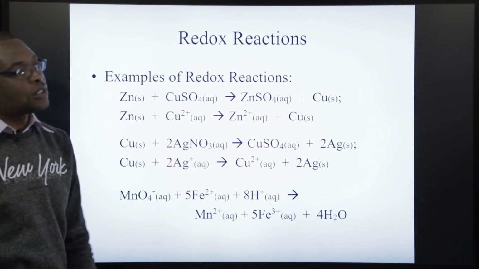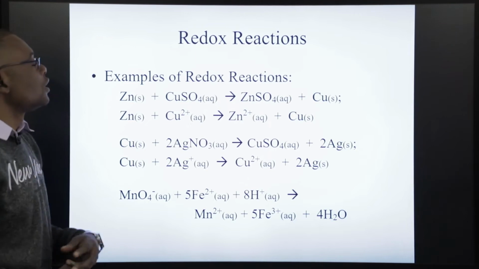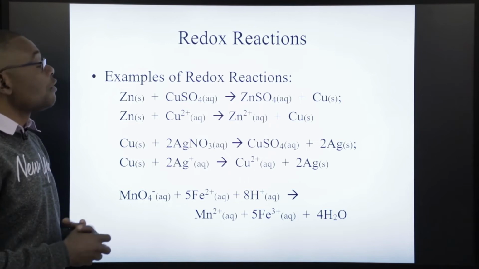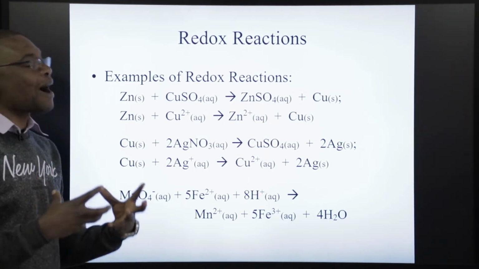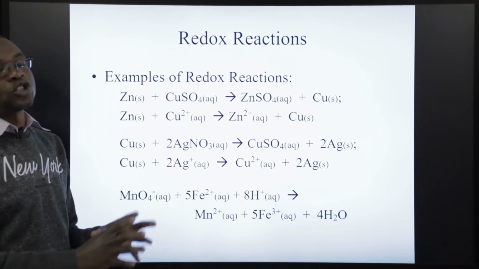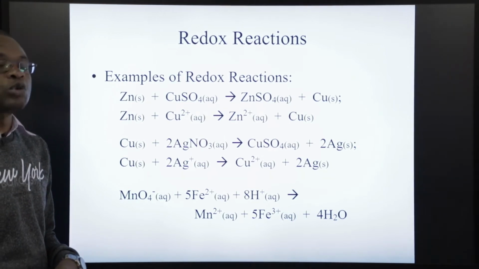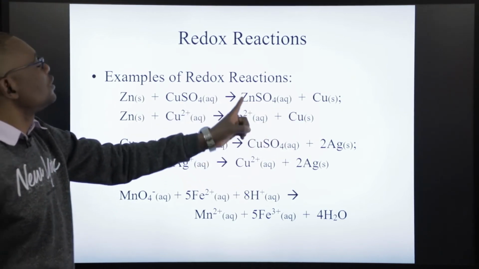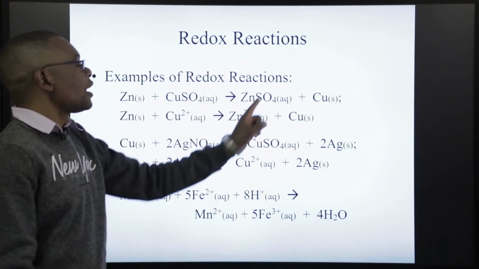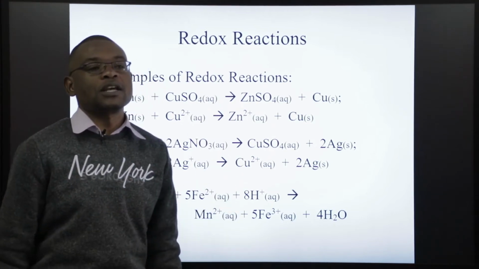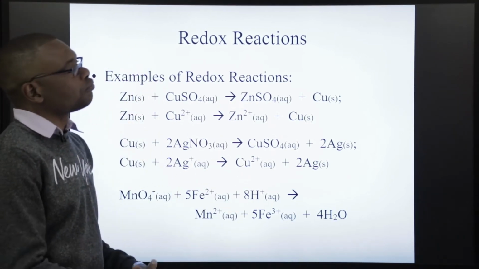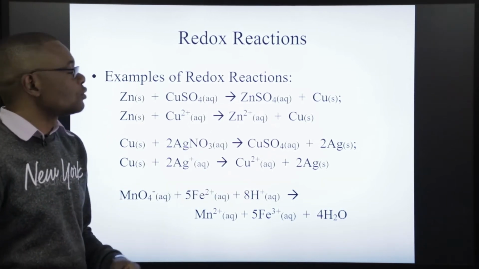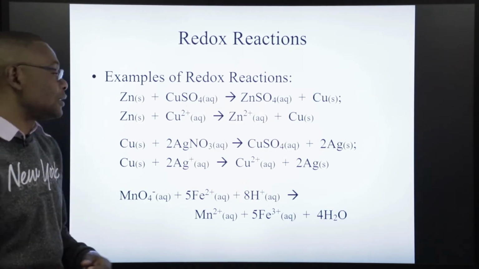Zinc has a capacity to go into solution, give away electrons, become an ion, and replace copper out of the solution, such that where we had copper sulfate, it becomes zinc sulfate, and the copper ions are taken out of solution and give us some brown particles of copper solid.